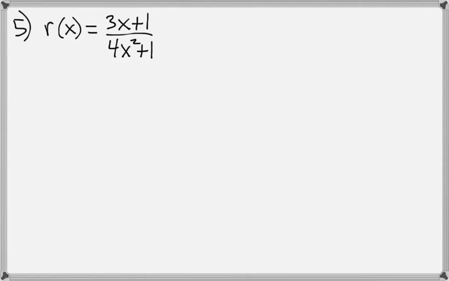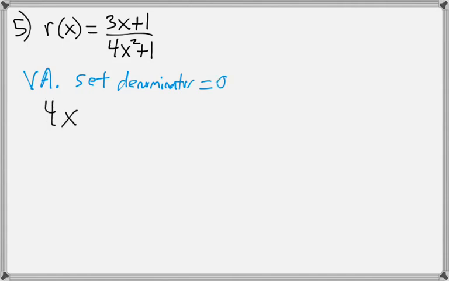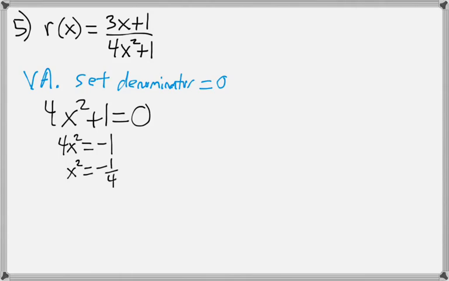Let's look at number 5. So it wants us to find all horizontal and vertical asymptotes. So to get the vertical asymptote, I want to set the denominator equal to 0. So I have 4x squared plus 1 is equal to 0. If I subtract 1, 4x squared is equal to negative 1. And divide both sides by 4, and then take the square root.